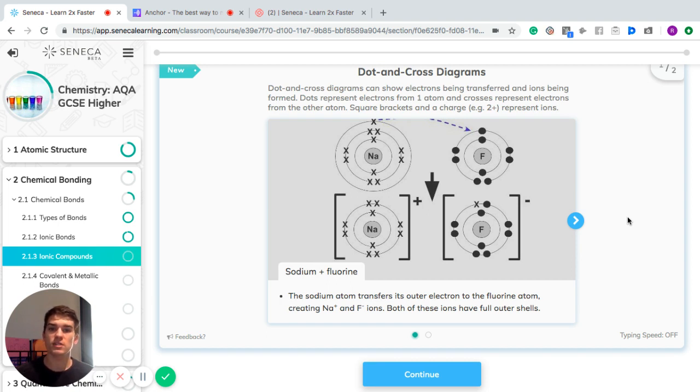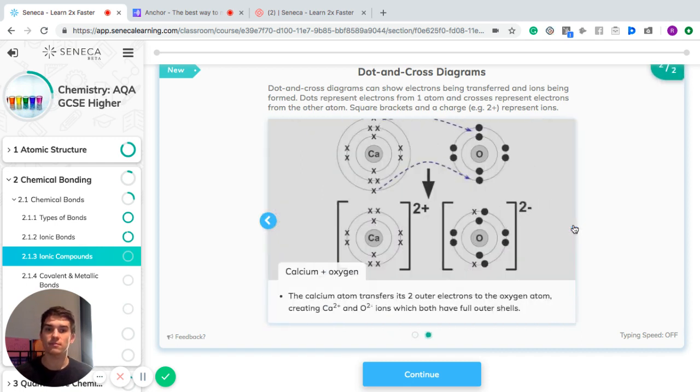So for example, if we've got sodium and fluorine, we've got sodium atoms and they convert to ions in an ionic bond. The sodium atom transfers its outer electron to the fluorine atom, and that creates an Na+ and an F- ion. So two ions are formed, Na+ and F-. And both of these ions have a full outer shell of electrons then.